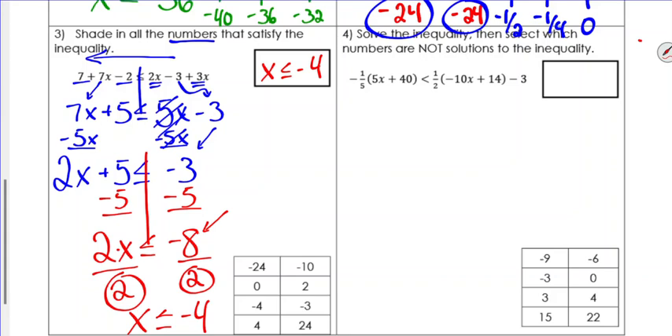We're looking for numbers that are less than or equal to negative 4. Well, negative 4 is equal to it. And then all the bigger negative numbers are going to be smaller than negative 4. So it's just those three there.